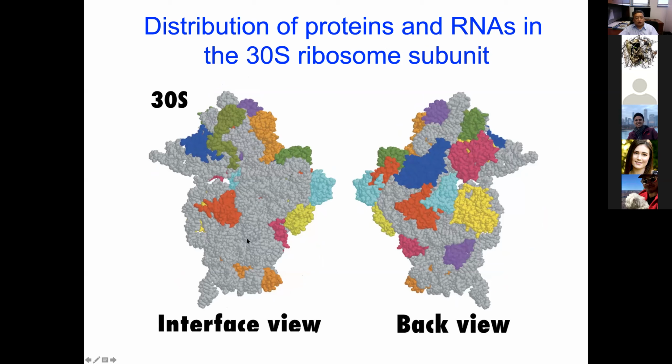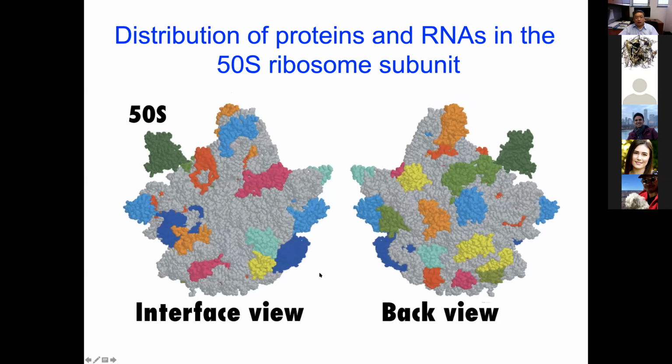And here I show you 2 different views of the proteins which interact with the small subunit. This is the 30S ribosomal RNA with those proteins in a rainbow color, and the ribosomal RNA in gray. And similarly, you see the 50S ribosomal RNA also has a lot of proteins associated on the surface of the large subunit.